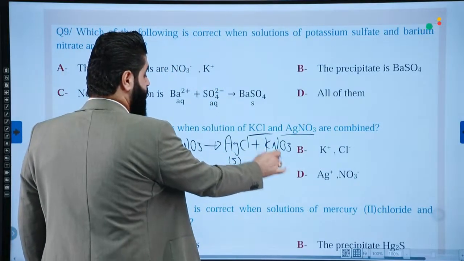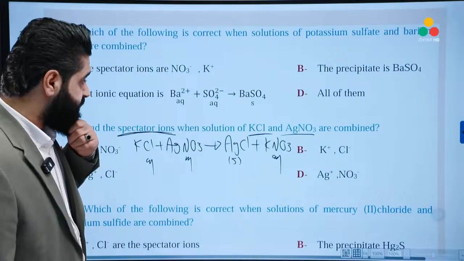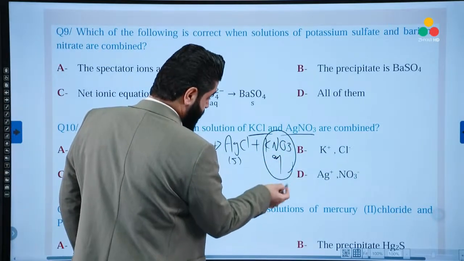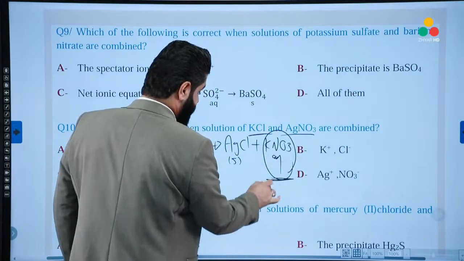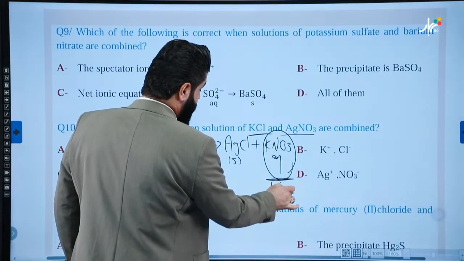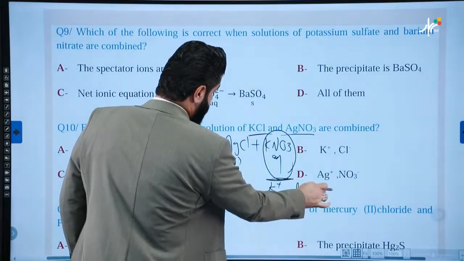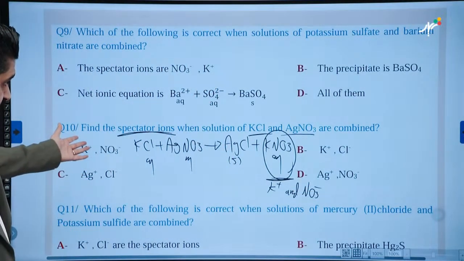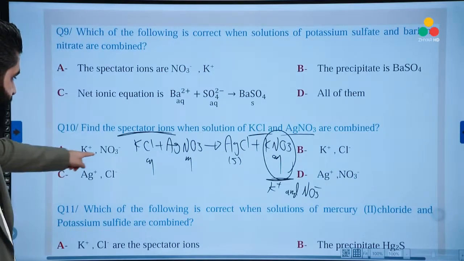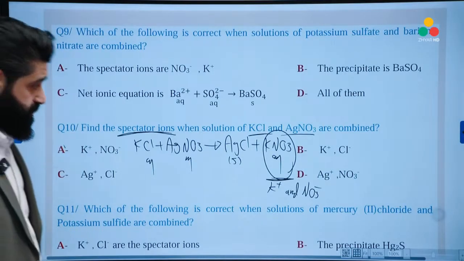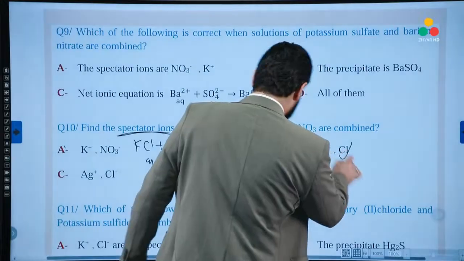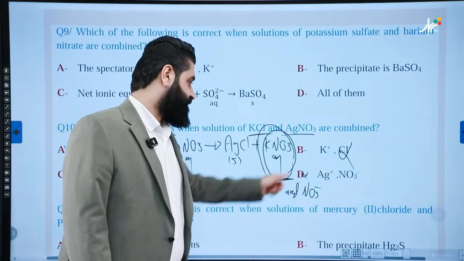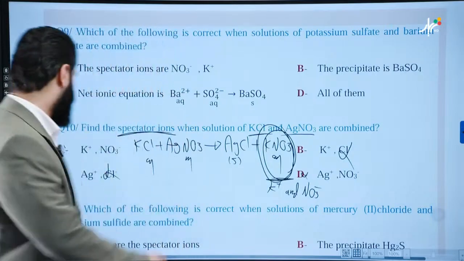So AgCl is a solid substance. How about KNO3 aqueous? Which one is the spectator ion? The spectator ions are the aqueous salt, I mean. So the ions are K plus and NO3 negative. Which of the following ions are spectators? Let's see. K and NO3. This looks correct. KCl no. AgCl no. AgNO3 no. So the spectator ions are K and NO3. Another question.